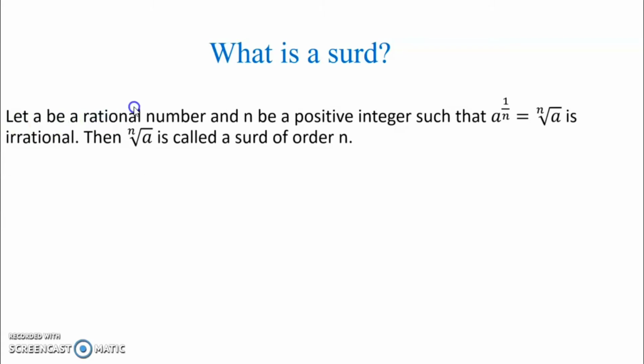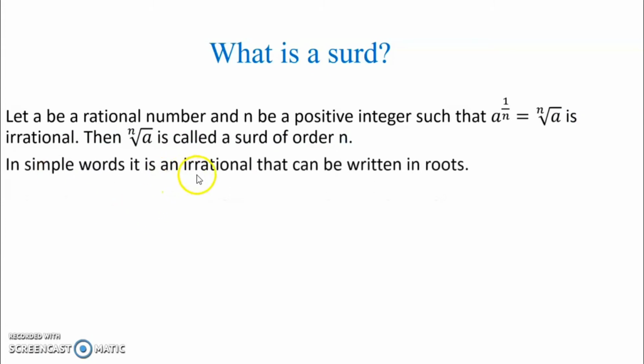Let a be a rational number and n be any positive integer such that the nth root of a, that is a raised to 1 by n, is irrational, then the nth root of a is called a surd of order n. In simpler words, you can say that it is an irrational number that can be written in roots. So let me take an example.